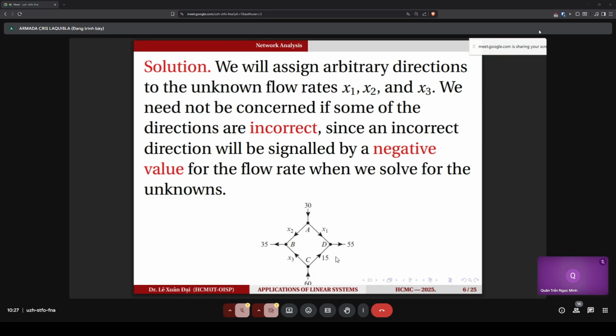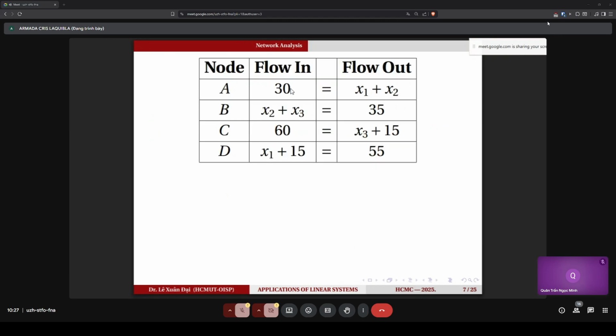And then we create a table. For example, point A, flow in is 30, flow out is x sub 2 plus x sub 1. And we have this. For node A, flow in is 30, flow out x sub 1 plus x sub 2. X1, x2, sorry.